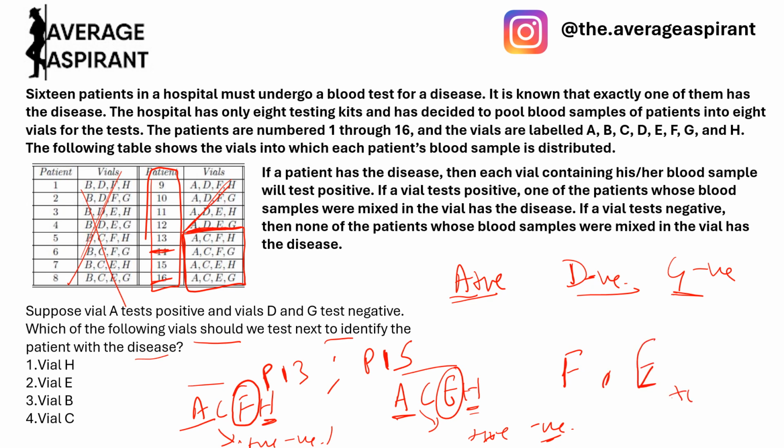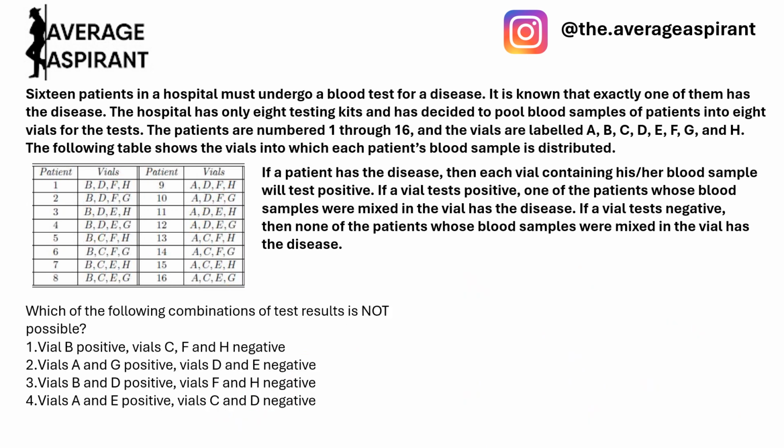So if E is positive, then patient 15 has the disease. If F is positive, then patient 13 has the disease. So we need to check either F or E, right? So we need to check E because F is not in the option. So our answer is option number 2, right? Moving to the next question.